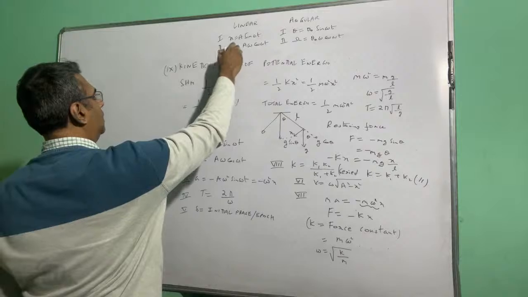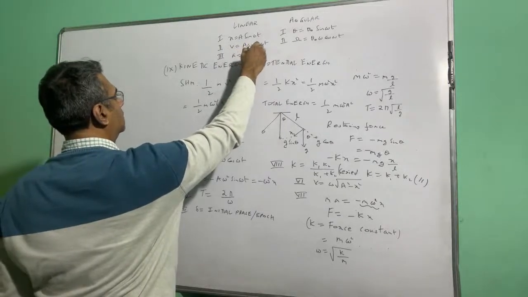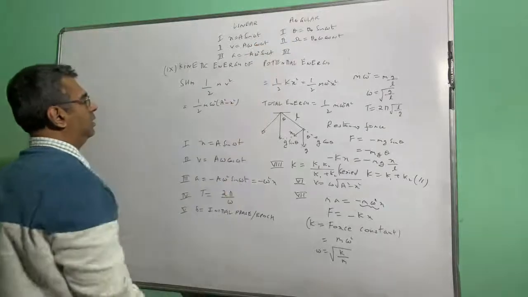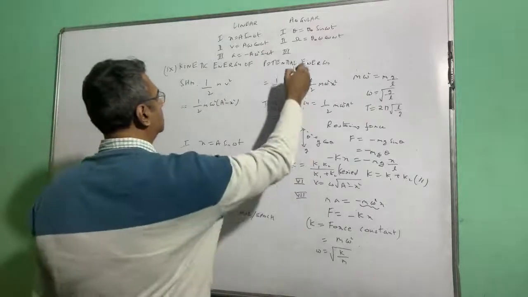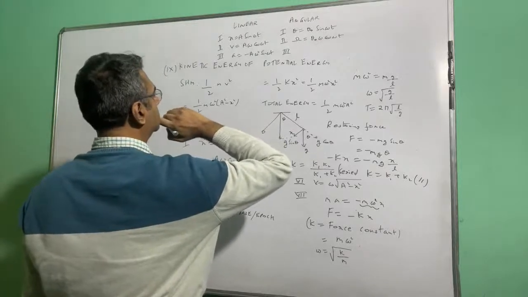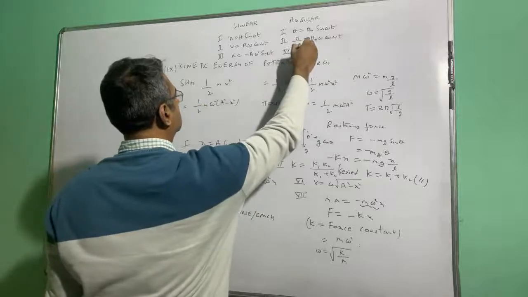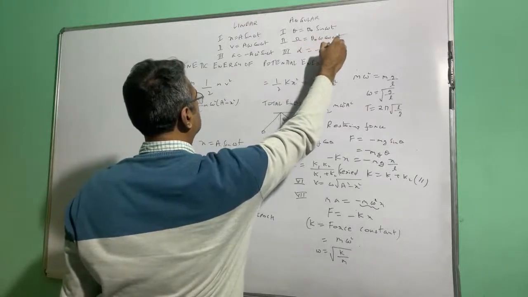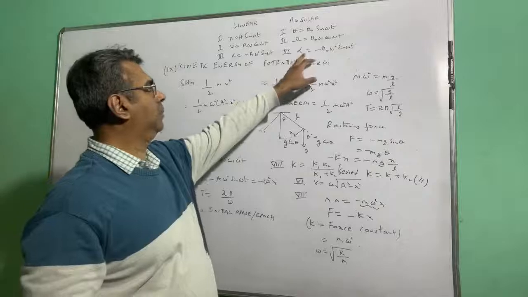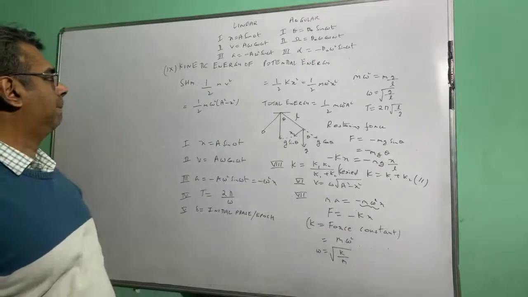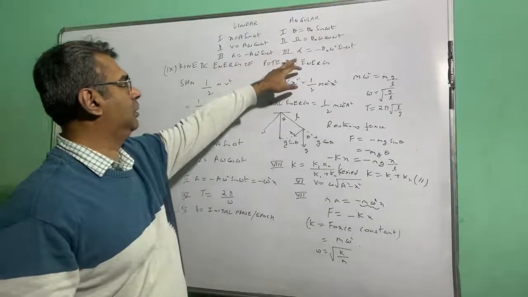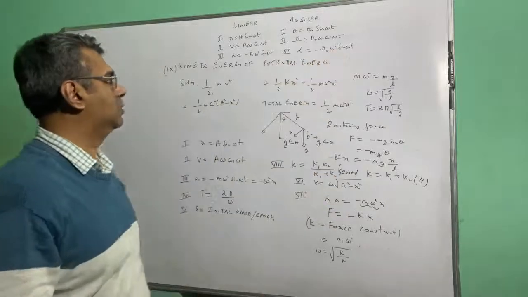Then linear acceleration will be minus a omega square sin omega t. And angular acceleration will be alpha equal to minus theta 0 omega square into sin omega t. So acceleration is minus a omega square sin omega t, and here angular acceleration is minus theta 0 omega square sin omega t.